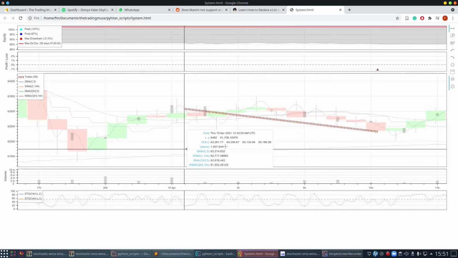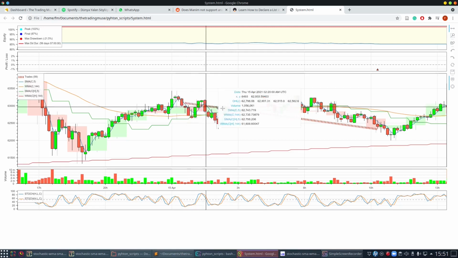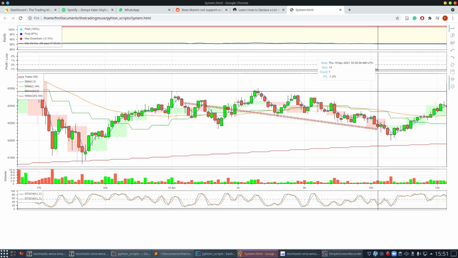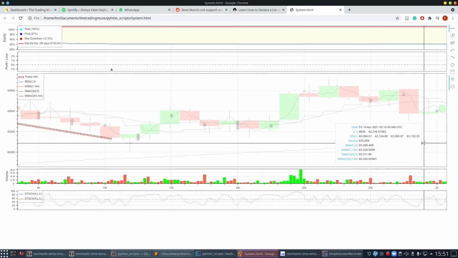Then we waited, and then there were no opportunities. Here we took another trade. This looked like a long signal. We took it, but the stop loss was triggered at 1.2 loss. And then let's see if we see any short signals.